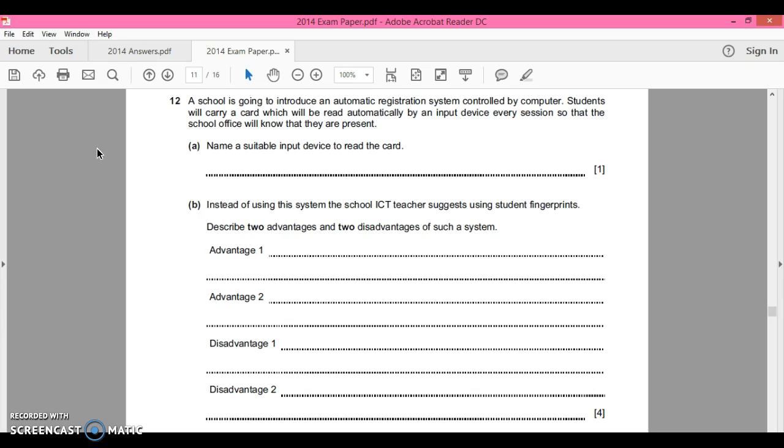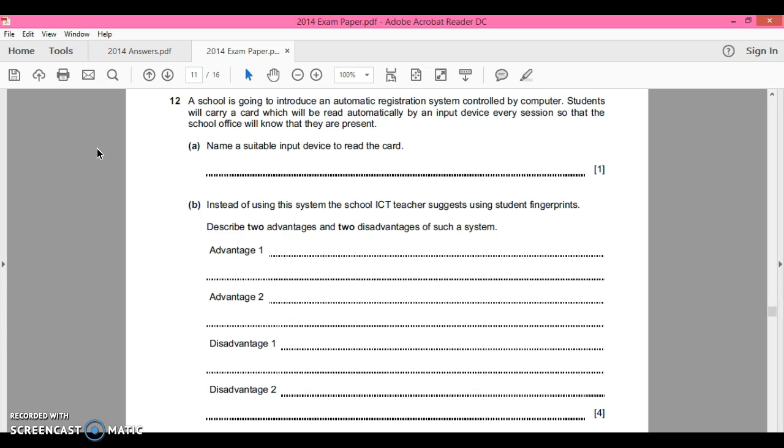Now, don't simply put card reader, okay? Because there's 3 ways the card can be read. So, for example, cards have magnetic strip. So, the students could walk into the classroom, they could swipe the card.